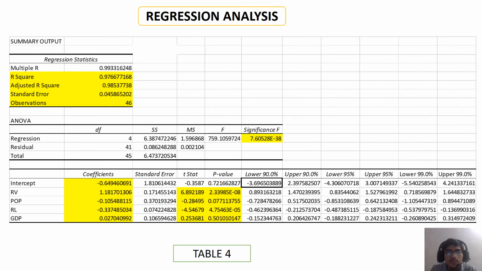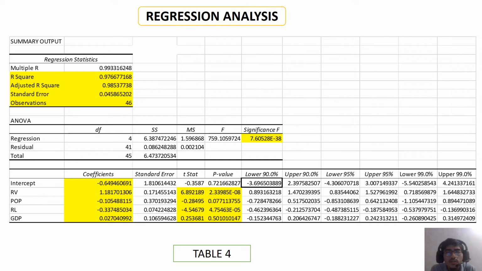Regression analysis. Multiple R. This is the correlation coefficient. It tells how strong the linear relationship is. For example, a value of 1 means a perfect positive relationship, and a value of 0 means no relationship at all. It is the square root of R squared.